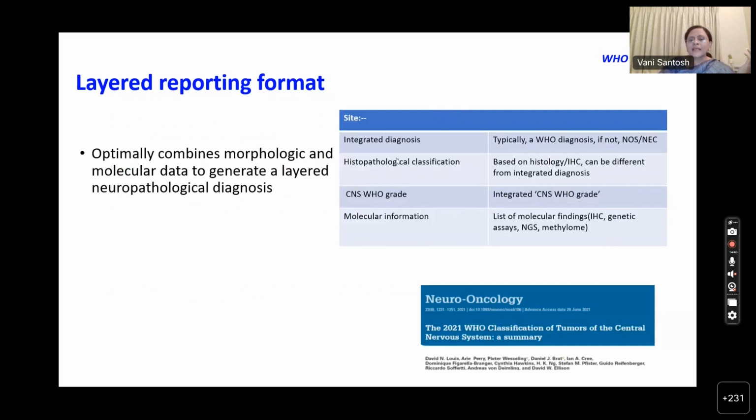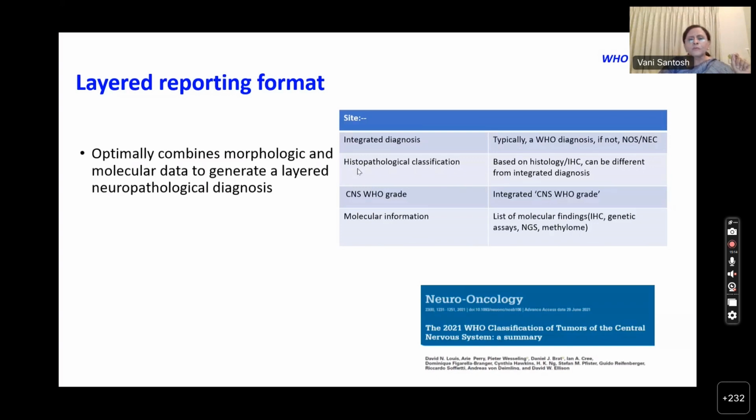And this is the example of the template for a layered diagnosis that is put forth by WHO itself, which has 4 layers, as you can see here. The first layer is the integrated diagnosis. This is typically a WHO diagnosis. Whether it is genetically defined or histologically defined, it should be a WHO diagnosis. If you cannot reach this diagnosis, then you call it NOS or NEC.